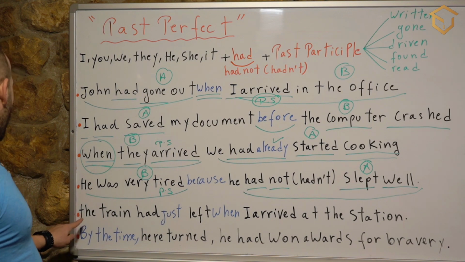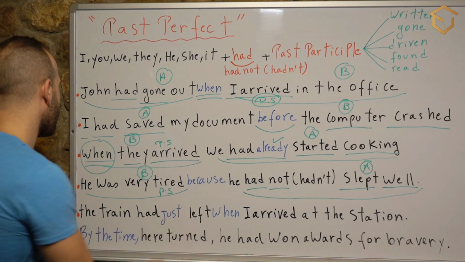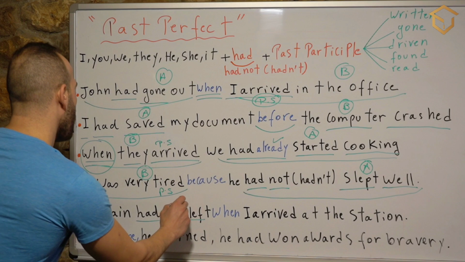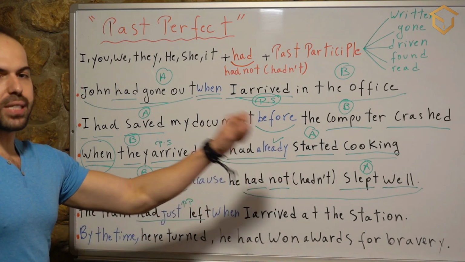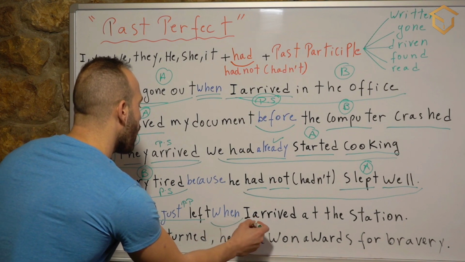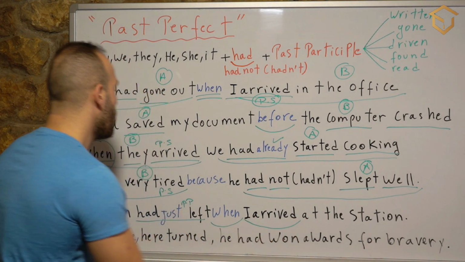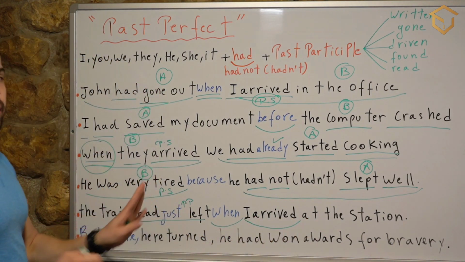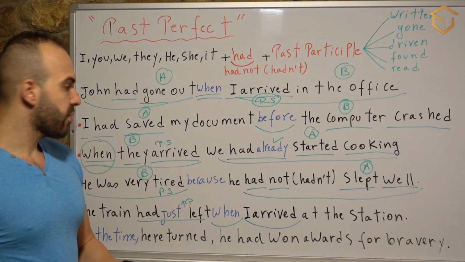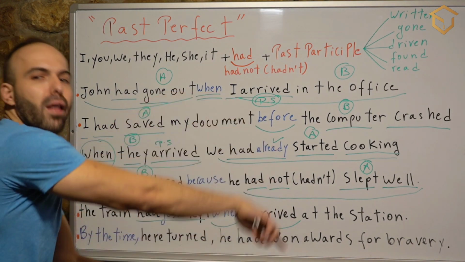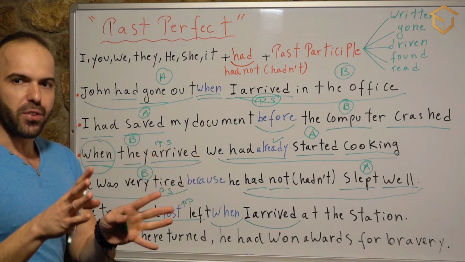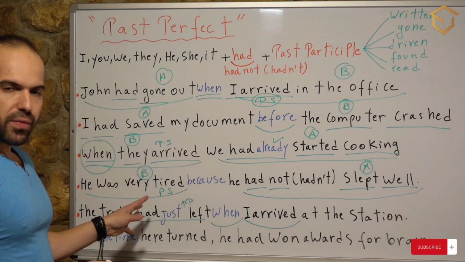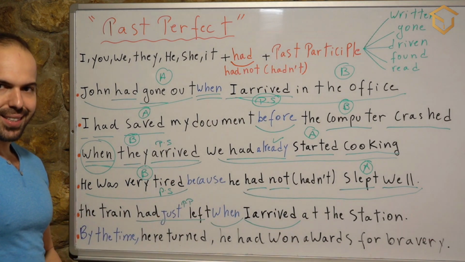Now, the train had just left when I arrived at the station. That's the past perfect. So after when comes the past simple. So as you can see, the train had just left. So the train had already left, and then I arrived at the station. So as you can see, it's definitely obvious what's the first event and what's the second event.